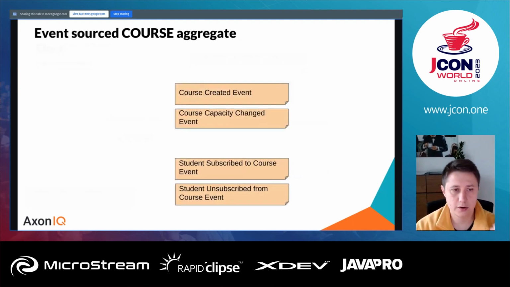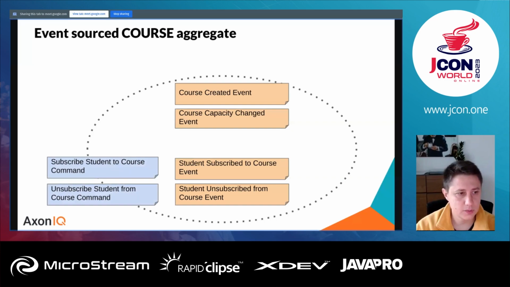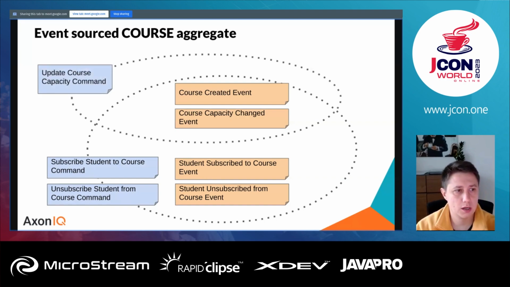When we move to event-sourced aggregates, so cases where the aggregate is stored as a series of events that were published by it in the past, the story is somewhat similar. For subscribe and unsubscribe commands, we are going to load all the events, rehydrate the current state of the aggregate, and then execute the commands. Again, in this situation, this is necessary. But in cases when we want to run the update course capacity command, we only need these two events. However, because of guaranteeing the consistency, we need to load all events published by this aggregate. Again, something that is not necessary to be done.